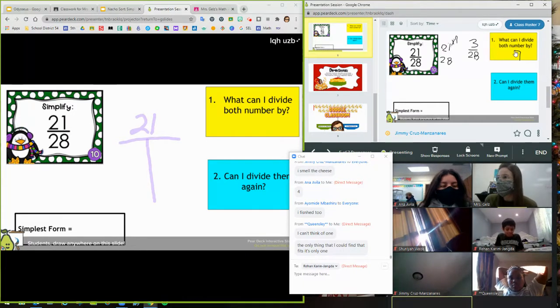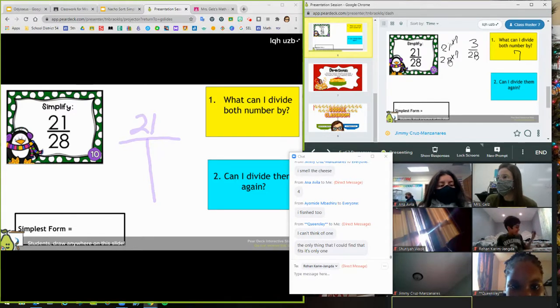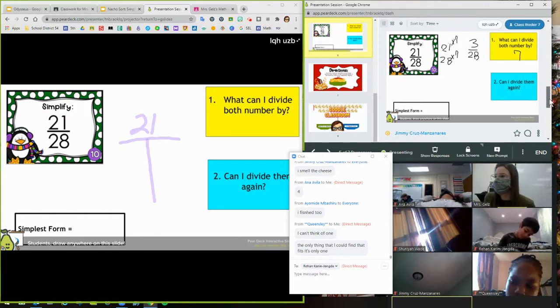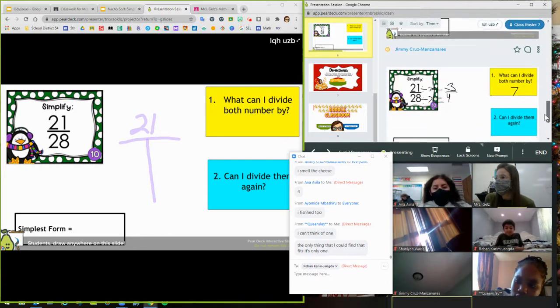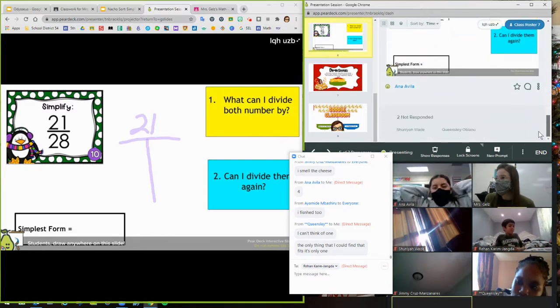Jimmy, I like how you have that 7 in your yellow box. Do you see how you're writing a multiplication symbol right now? We want to change that to a division symbol. So do you see how you just wrote 28 times 7? We want to do 28 divided by 7. That means we're splitting 28 into groups of 7. Anna, you got it.